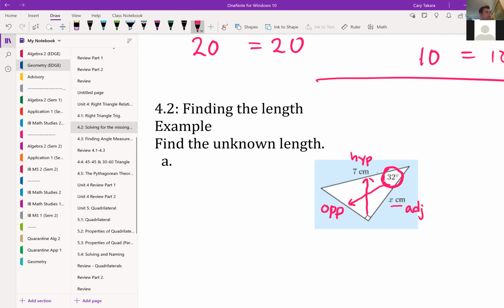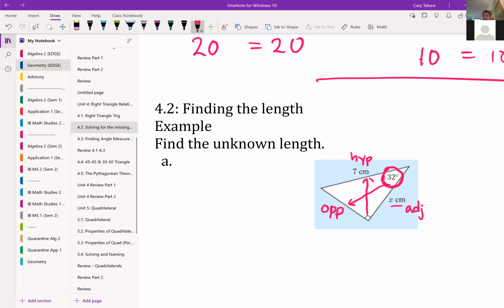So Stephanie votes for cosine problem. So this is a cosine problem. Anybody else? Does anybody think it's a sine problem or maybe a tangent problem? And Stephanie is correct. This is a cosine problem.